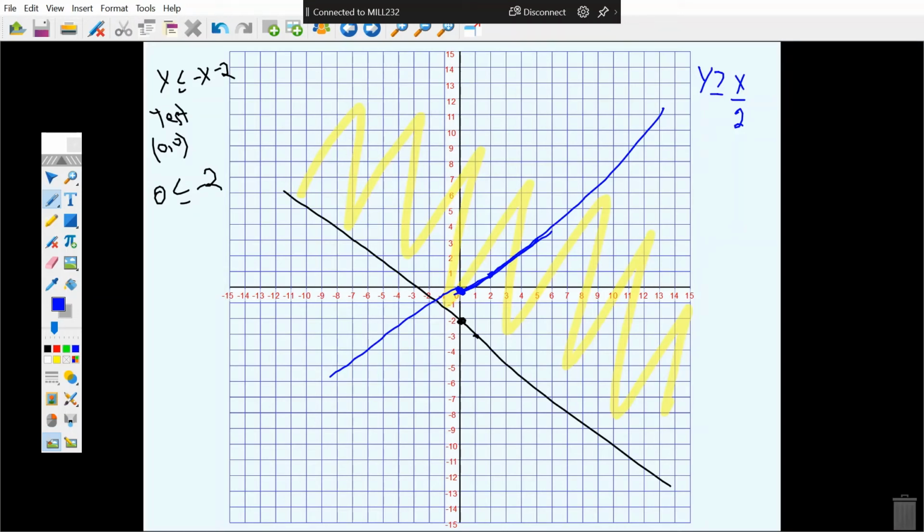Here is a test number. I'm going to use 6 and 0, just for something a little different. If I put a 0 in for y and a 6 in for x, I will get 0 is greater than or equal to 3. Is 0 greater than or equal to 3? No, it's not. So 6 and 0 is not in my solution set, so I have to shade not below the line, but above the blue line.